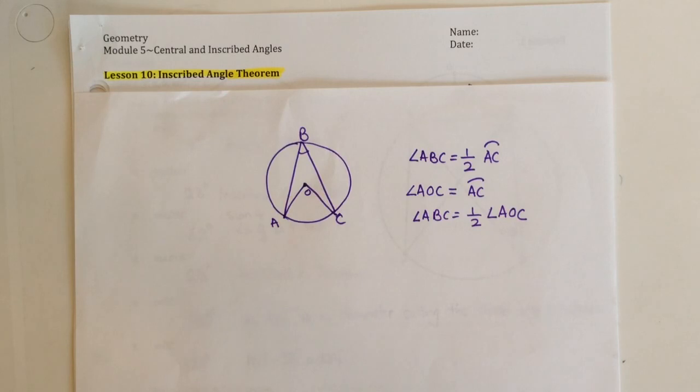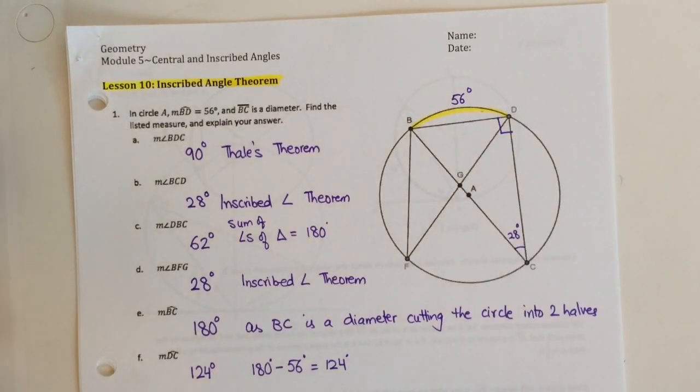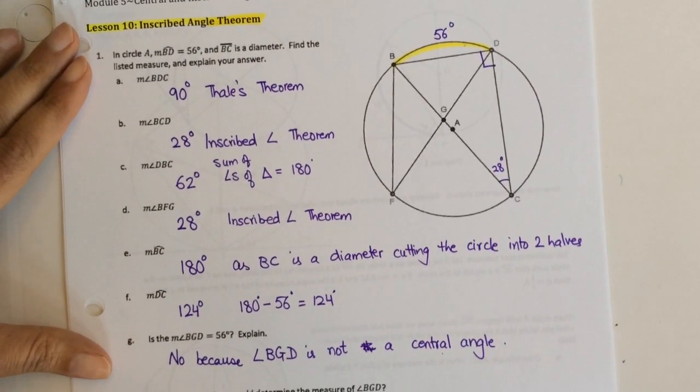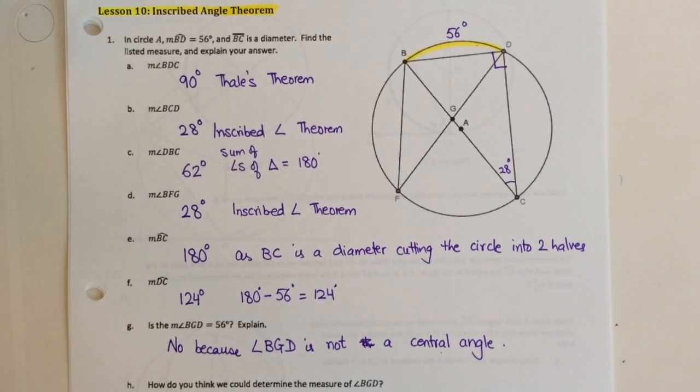Now go ahead and do the first problem. You should be able to find all the angle measures on your own. So pause the video here and go ahead and try and do problem 1 on your own. Once you're done, come back and check your answers with my answers. And here are the answers that I got with an explanation of how I did these problems.